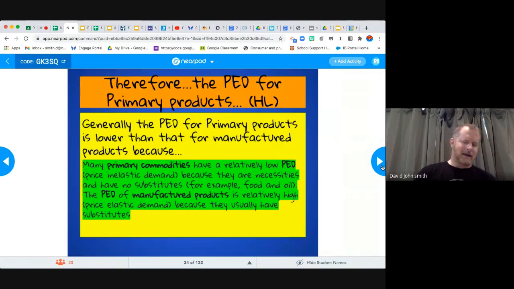But why then do we consider manufactured goods to be more elastic? They tend to be more elastic because, unlike the primary goods, they have many more substitutes. Even though they're perhaps a lot more complicated, with a lot more technology involved in their production, there are more substitutes for them. They're not quite as big and important a necessity as those primary-based products are.